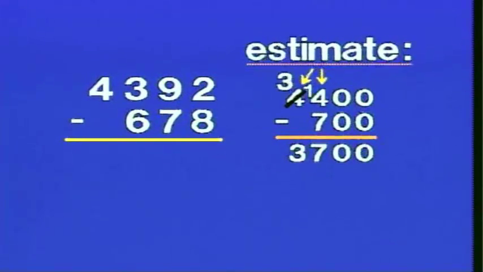And let's see if the problem doesn't come out to be very close to that. We begin our thinking by looking at the very first column at the right. We're thinking about taking 8 from 2. Well, we can't take 8 from 2. 8 is larger than 2. So we're going to have to borrow. We look over at the 9 and we think of the 9 like this.